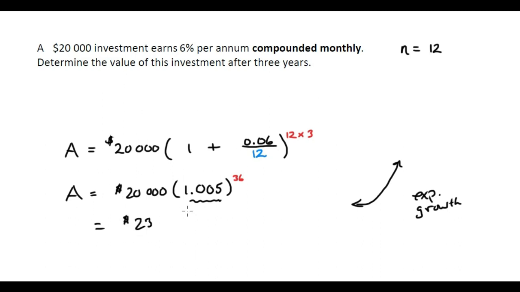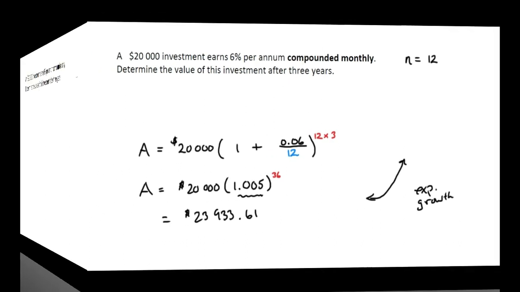Of course, it was on the calc, but that's long gone now, at least out of my eyes. So, $23,933.61, and there we are. Our formula has allowed us to bypass 36 different calculations.